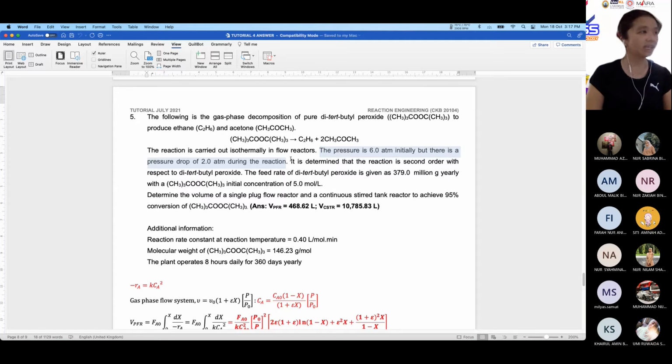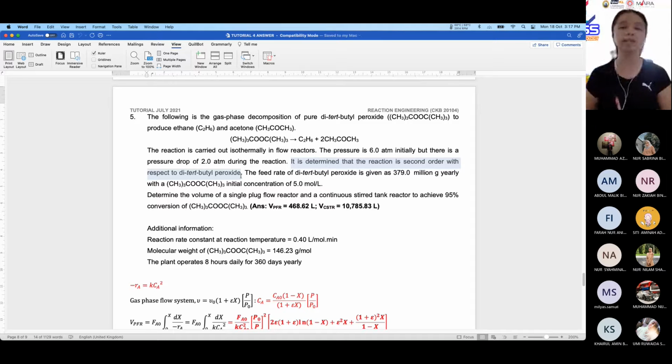Okay, so next sentence baru kita dapat rate law. Rate law dia adalah reaction is second order with respect to diethyl butyl peroxide. Okay, so now baru dia bagi information pasal reaction order. And then dia kata reaction ni second order with respect to A. Diethyl butyl peroxide tu our A, right? So our minus rA is equals to kCA square.